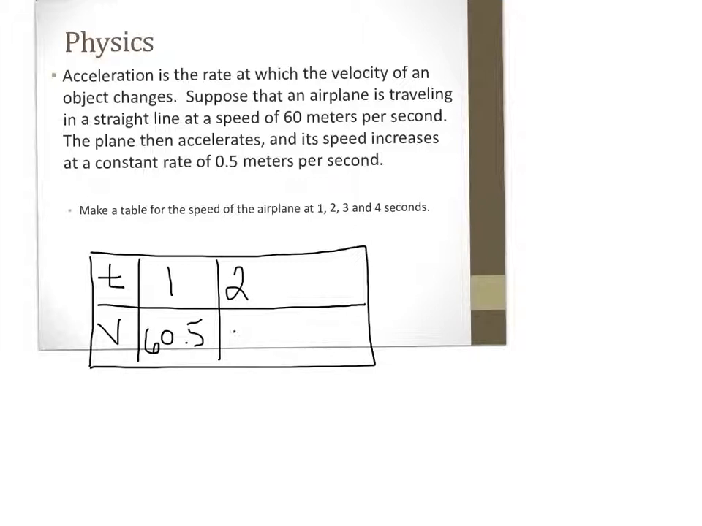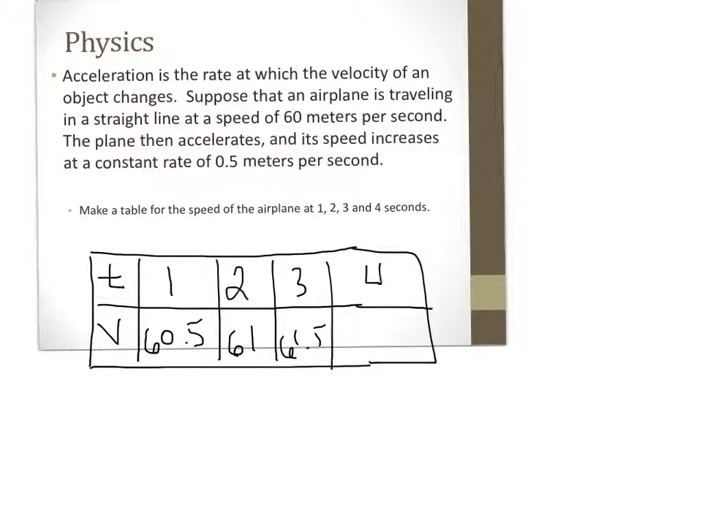the half of a meter per second. So at 2 seconds, we'd be at 61. At 3 seconds, we'd be at 61.5. And let me erase this a little bit here. I ran out of room. And at 4 seconds, I'd be at 62. That's it. That's a table that shows the relationship.